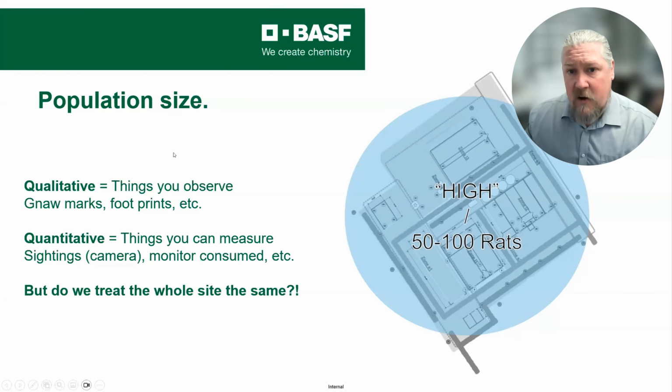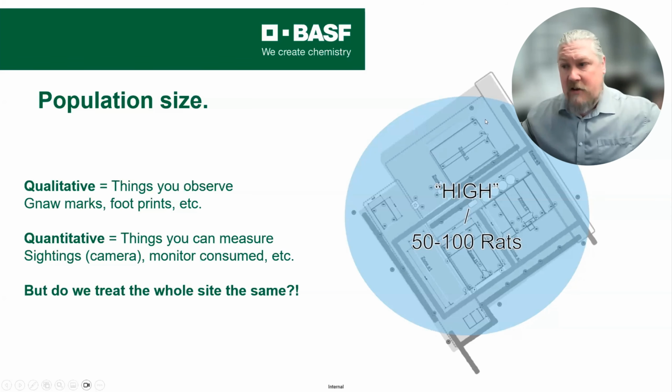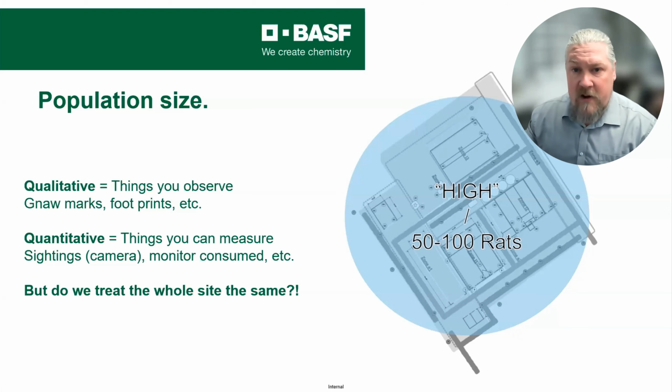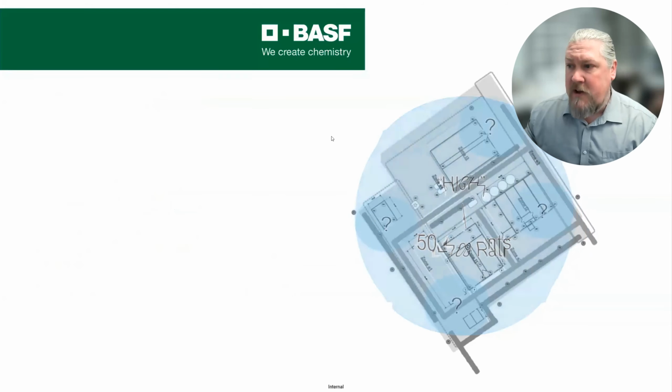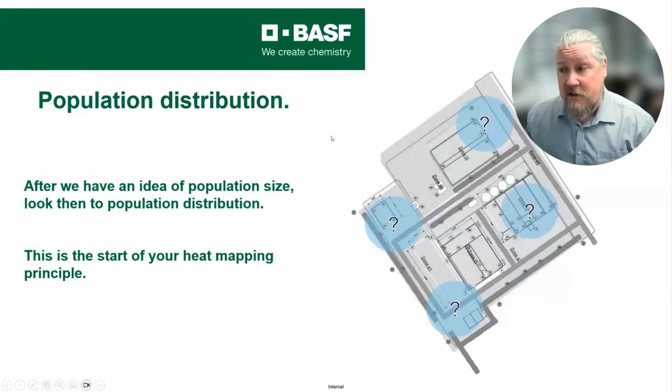Do we treat the whole site the same though? Are those 100 rats equally distributed over every building, one rat every 5 square feet? Probably not. So what we need to start having a look at now is population distribution. We've got an idea of size. Now we need to have a look at the distribution.